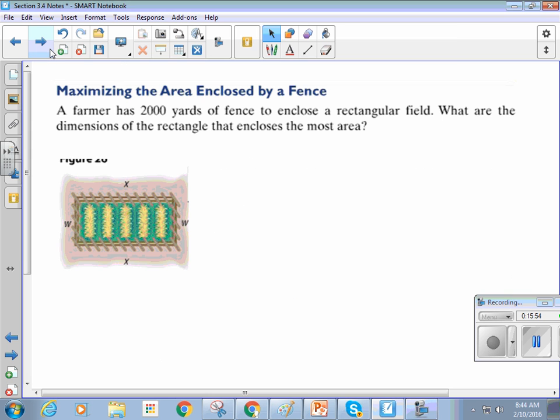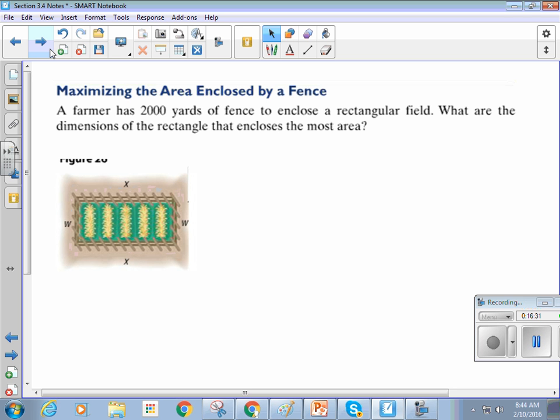Let's look at maximizing area enclosed by a fence. A farmer has 2,000 yards of fence to enclose a rectangular field. What are the dimensions of the rectangle that encloses the most area? So whenever you are able to draw a picture, you want to draw the picture. So we have a rectangular field, so go ahead and draw a rectangle field.